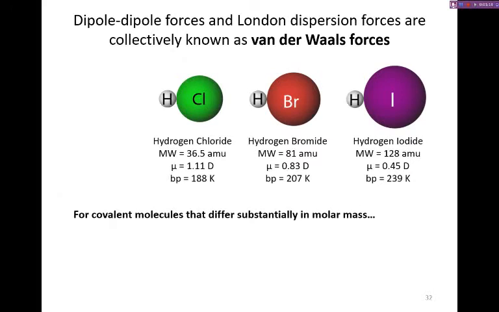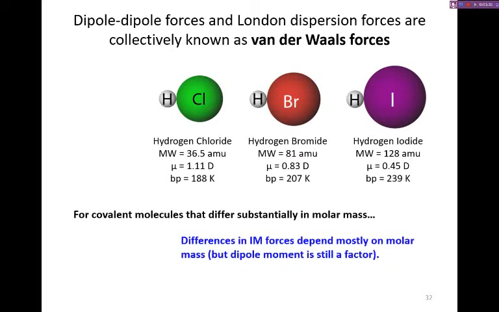Well, what about the opposite scenario? What if we have differing molar masses, but also differing polarities? If we take a look at this trend, what we can see is that the dipole moment is actually decreasing as we go from left to right, while the boiling point is increasing. And that's opposite of what we just said. On the previous slide, we said increased polarity should mean increased boiling point. That's when they have the same molar mass.